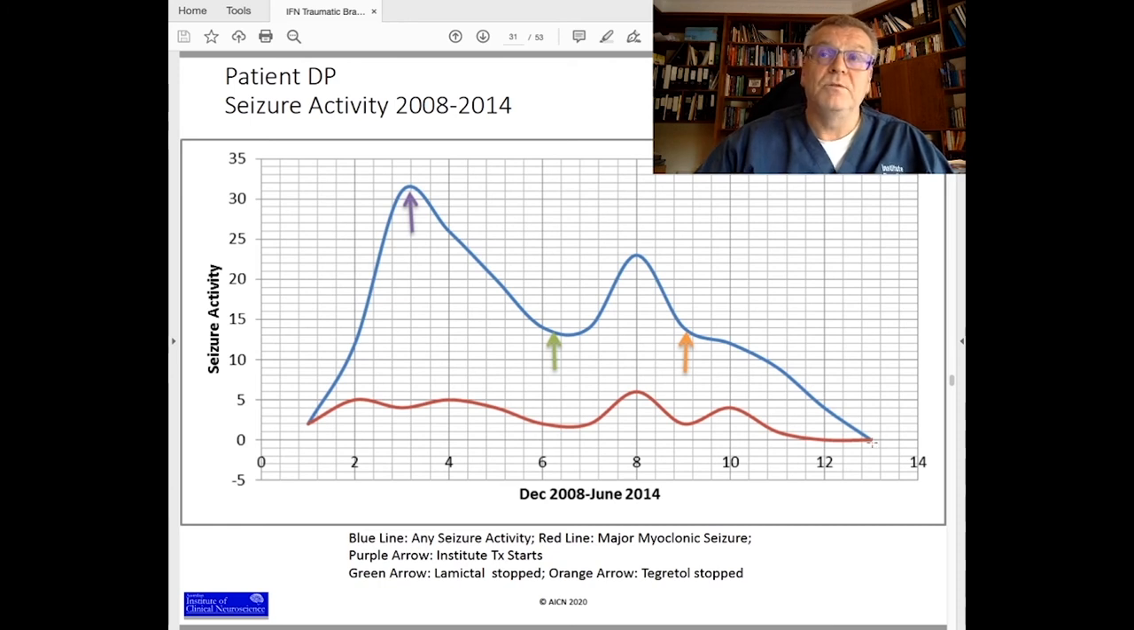Now, I just followed him up two or three years ago, and he had gone 3 years without seizures, and he has got his license back, and his life is pretty much returned to normal, which is good for him.